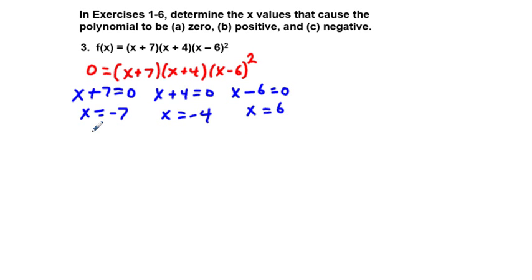As far as multiplicities, we have the -7. We have multiplicity equal to 1. X equals -4 is a multiplicity of 1. And x equals 6 is a multiplicity of 2, because there are 2 zeros. And that's going to have significance when we graph.